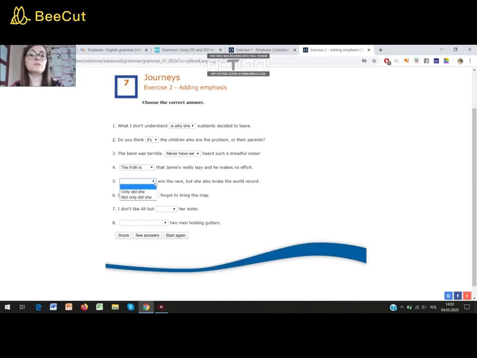Not only did she win the race, but she also broke the world record. So here we have "but" in the middle, but also something else happened. So we also use inversion. It was John, of course, who forgot to bring the map, as John is a person, so we use "who" here. I don't like Ali, but I do like her sister. Yeah, we have this auxiliary verb here just to put more emphasis. And the last one, two men holding guitars. So onto the stage walked two men holding guitars.